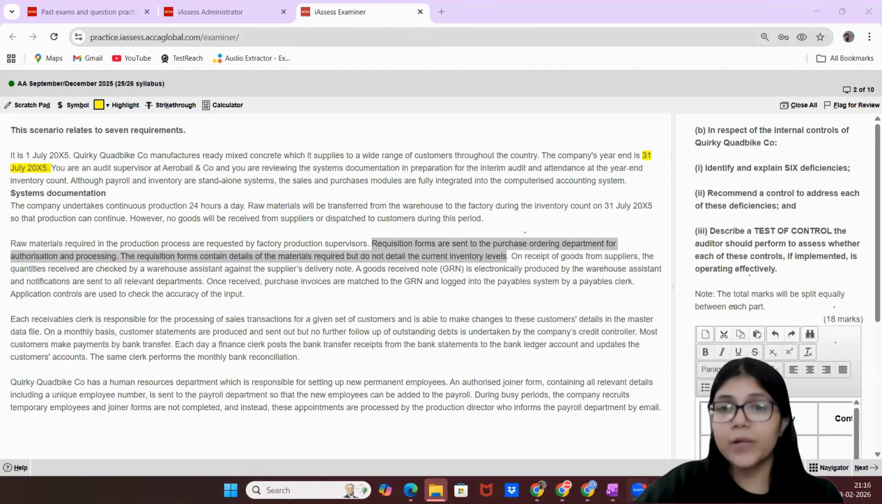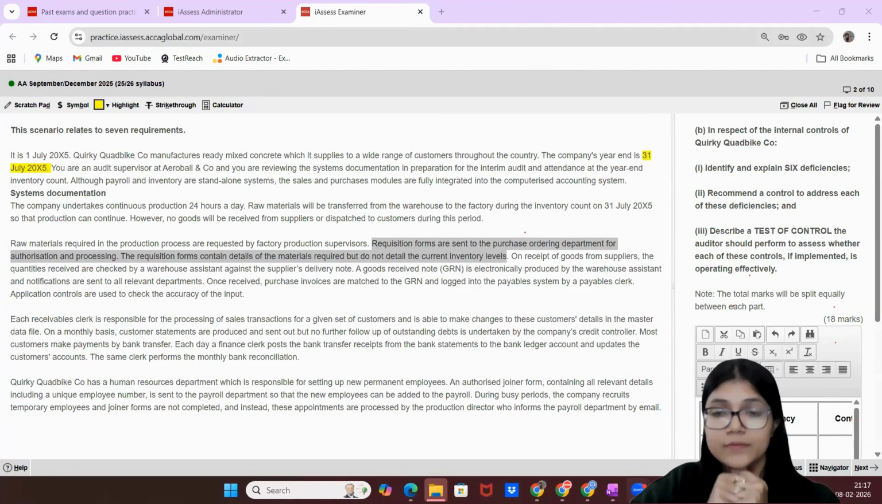Yes. So the simplest recommendation is that the requisition form should be amended to contain the current inventory levels in the requisition form also. Very simple, right? The inventory system should be updated with the current inventory levels, current inventory stocks, etc. Right? Now, what would be the test of control? You have recommended that the requisition form should be amended, should be changed, and it should contain the current inventory levels. What would be the test of controls?